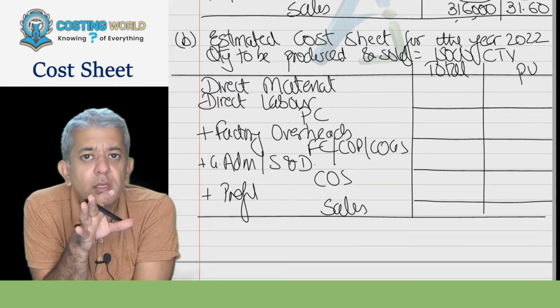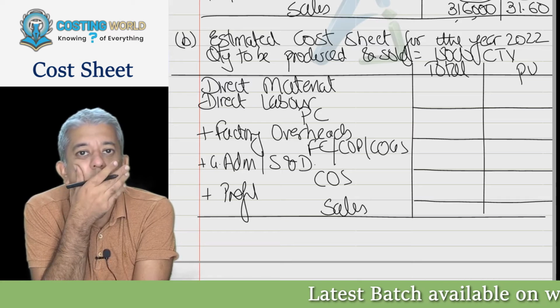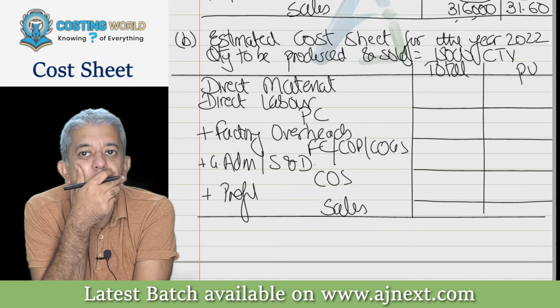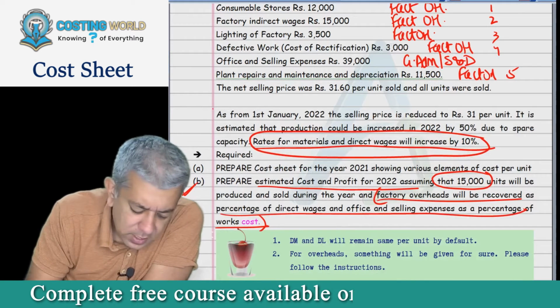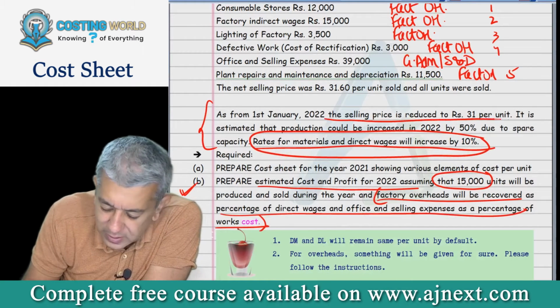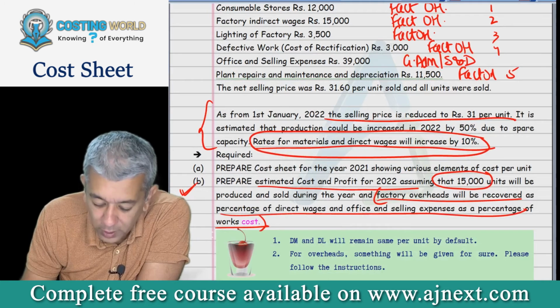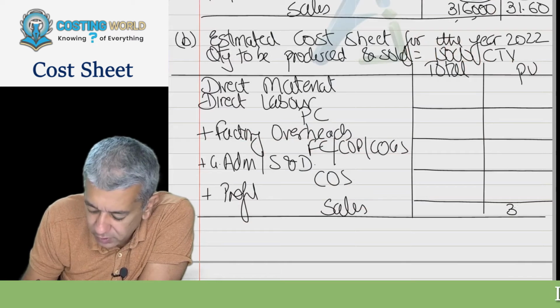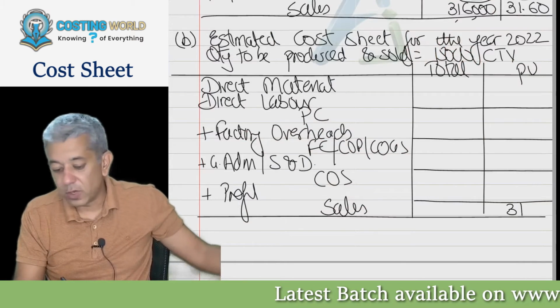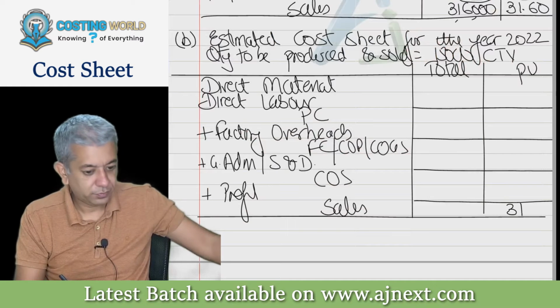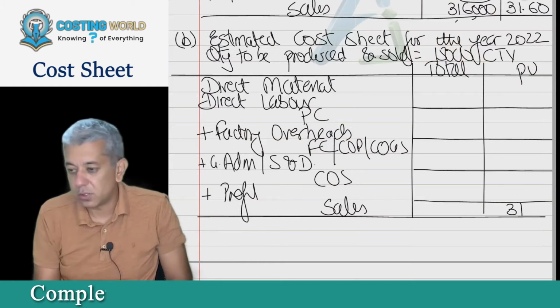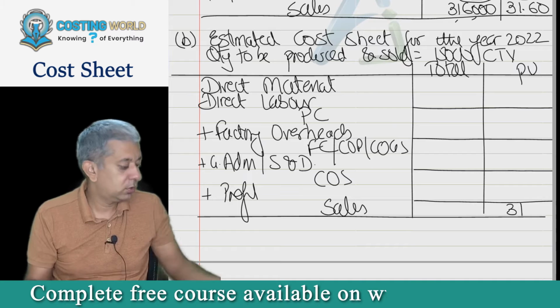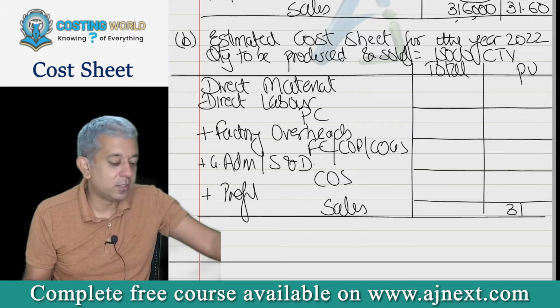Is this much done? Yes. Okay, listen. I'm writing the easiest one, I guess. As from 1st of Jan, selling price is reduced to 31 per unit. So write down over here 31. Obviously take your calci. Please multiply by 15,000 units. Tell me the answer, please.